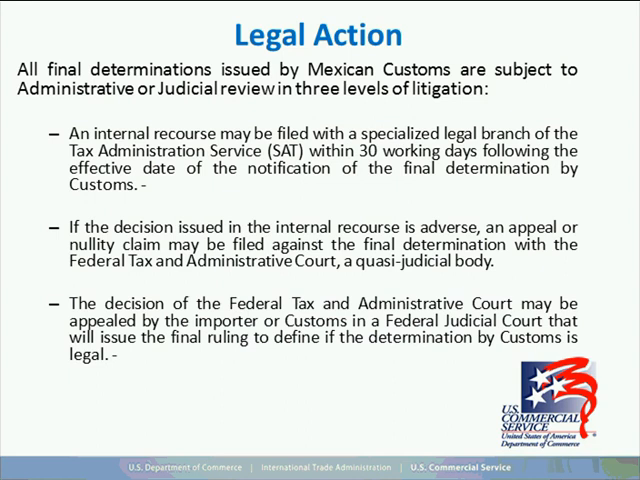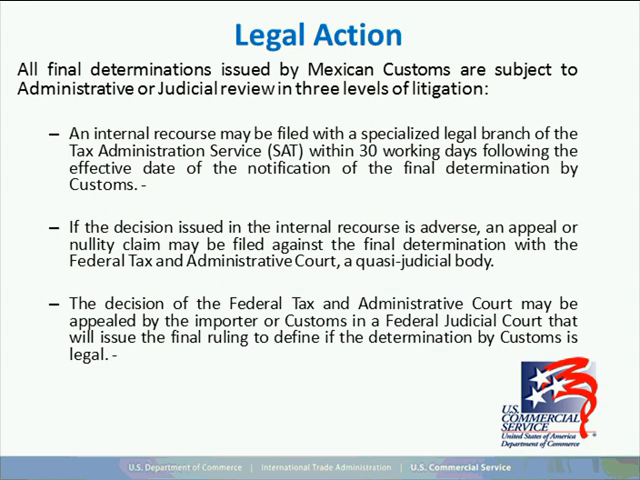So in this slide, we can now see how the final determinations issued by Mexican Customs in any of the four scenarios can be reviewed in administrative or judicial levels. The first option that we have is an internal recourse, which may be filed with a specialized legal branch of the Tax Administration Service, within 30 working days following the effective date of the notification of the final determination by Customs. The decision issued in the internal recourse may order Customs to reinstate the administrative procedure as appropriate or issue a new determination to replace the contested one.